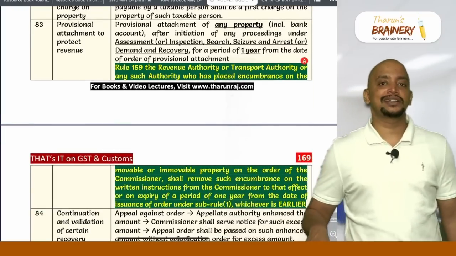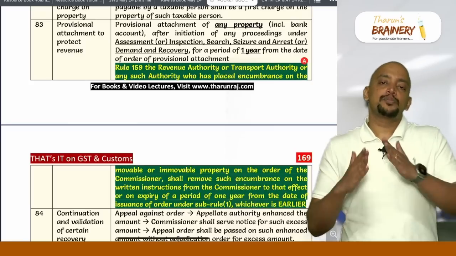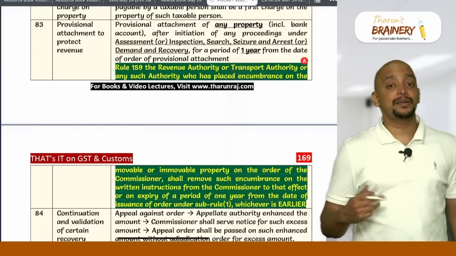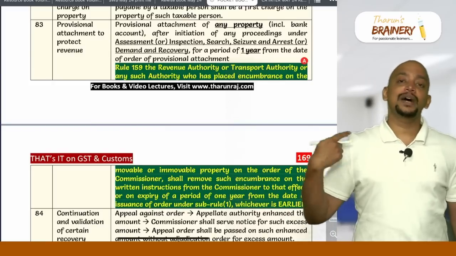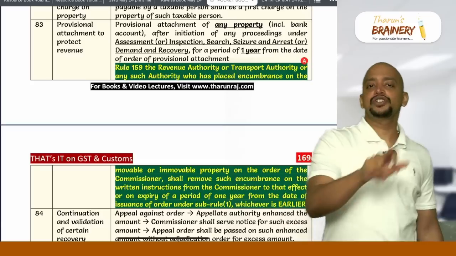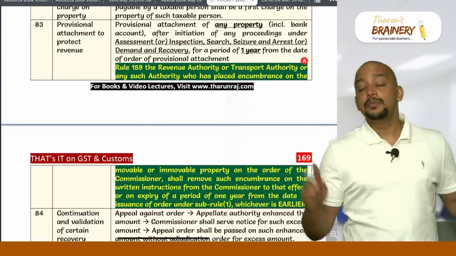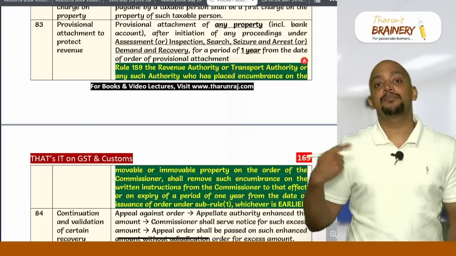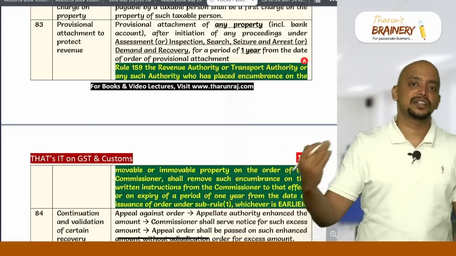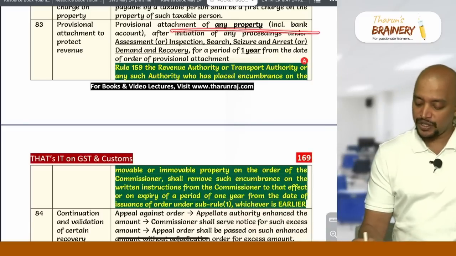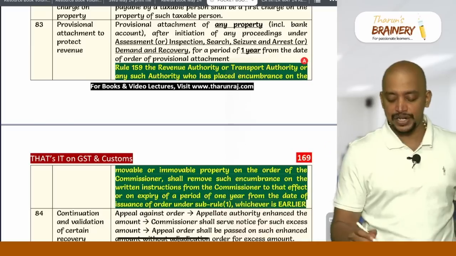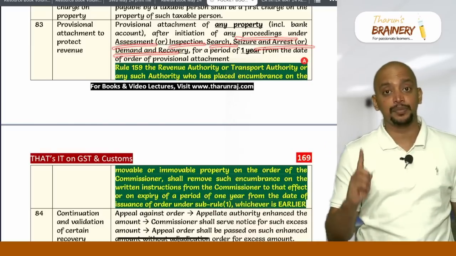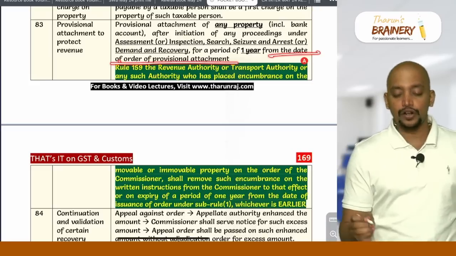Provisional attachment to protect the interest of the revenue. Whenever a proceeding, that is a notice or any proceeding, has started, and the department has a doubt that he can transfer the asset, the department will attach the property provisionally. They will pass an order for provisional attachment, but it will be for a maximum period of 1 year. Within 1 year they need to complete the proceedings and pass the order. After the order, if he transfers anyhow, that will be void. So provisional attachment of property including bank account, after initiation of any proceedings under assessment, inspection, search, seizure, arrest or demand and recovery, is for a period of 1 year from the date of the order of provisional attachment.